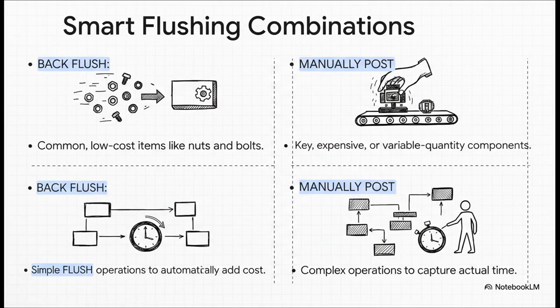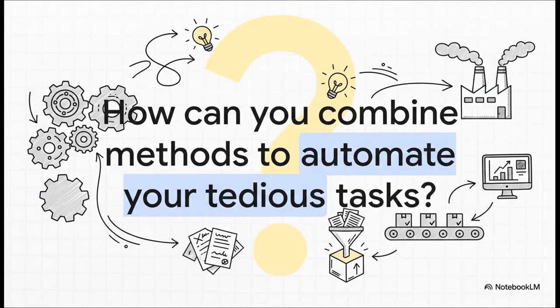But for your really expensive or critical components, set those to manual posting for tight control. Automate the cost for your simple, predictable machine operations, but manually track the actual time for the complex ones where you need that precise data. You now have all the building blocks to create a system that's perfectly tailored to how you work. The real magic here isn't just in using one method, it's in intelligently combining them. So I'll leave you with this. Take a hard look at your own processes and ask yourself, which of these tedious, time-wasting tasks can I finally automate?